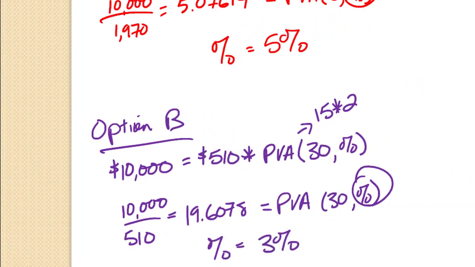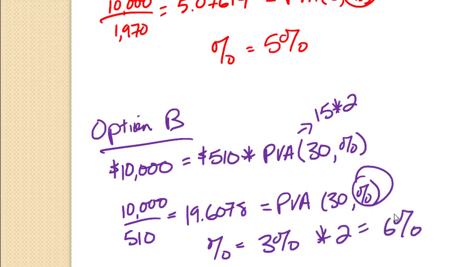And my first reaction to this would be, oh, great, I'll take option A. But option B is semi-annual, option A is annual. To get them into the same term so that I can really compare them, I either need to divide the 5% by 2, or the 3% I need to multiply by 2. So let's go ahead and do that.